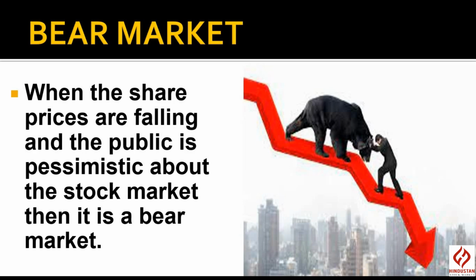On the contrary, when the share prices are falling and the people are pessimistic about the stock market, then it is a bear market. For example, if the stock price of a particular company has been continuously declining for the last 3-4 months, then it can be considered a bear market. Here, the people are fearful and think that the market will continue to fall, and hence they start selling their stock. However, an important point to mention here is that no market can last forever. Bulls and bears are part of the market. A bull market is always followed by a bear, and a bear market is always followed by a bull.